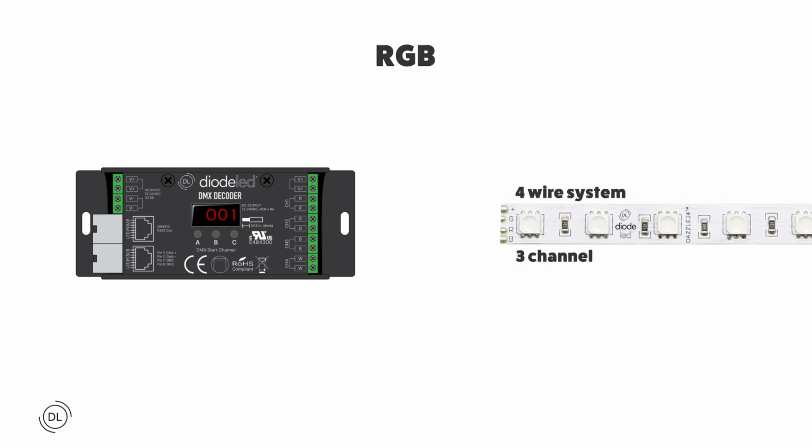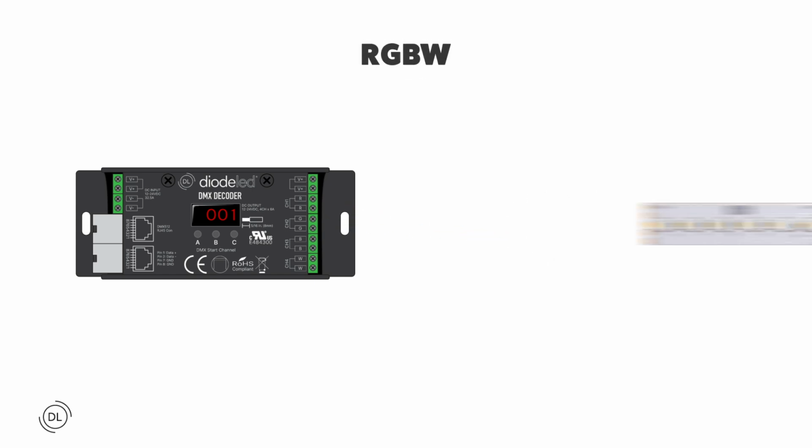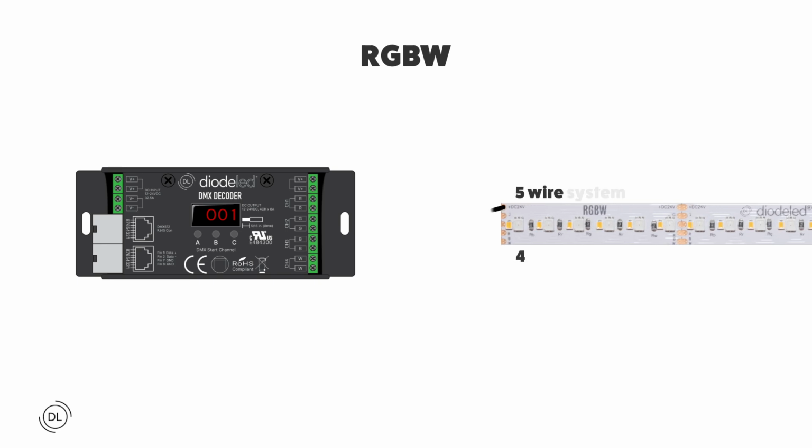An RGB LED tape light is a four-wire system with the red wire occupying channel 1, the green wire occupying channel 2, and the blue wire occupying channel 3. An RGBW LED tape light is a five-wire system with the red wire occupying channel 1, the green wire occupying channel 2, the blue wire occupying channel 3, and the white wire occupying channel 4.